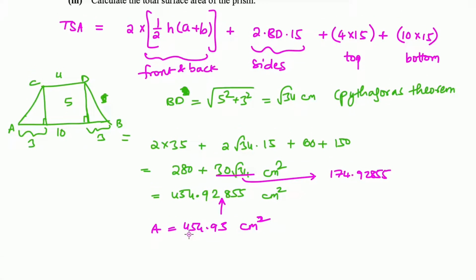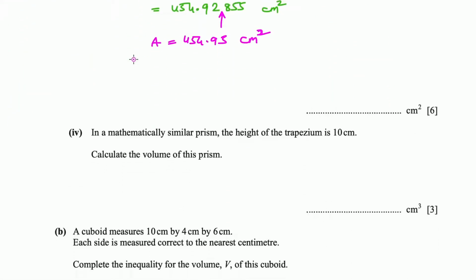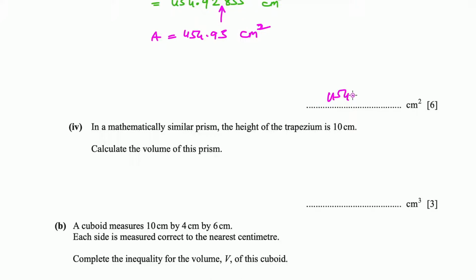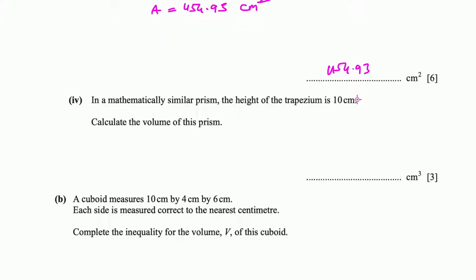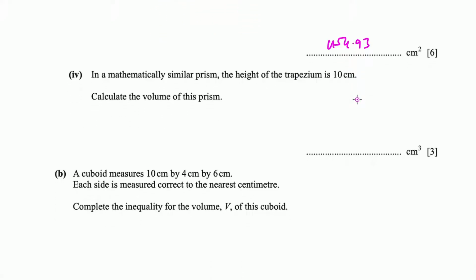So in this case, we need to check all the 6 sides, and there are 2 sides which are common, 2 sides which are the same, and there are 2 sides which are different. The top and the bottom are completely different, right? So there are 4 more calculations that we need to do. And the first one, front and the back, that cross section area, we already did it before when we were calculating the volume. Okay, so the answer is 454.93 centimeters square.